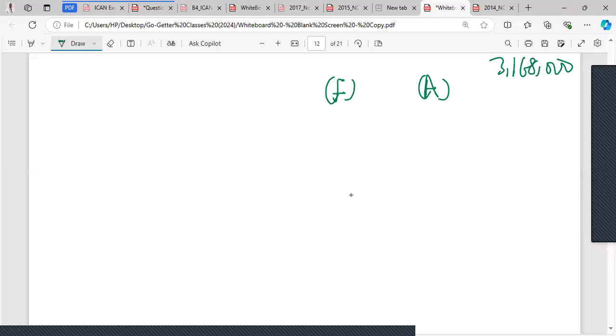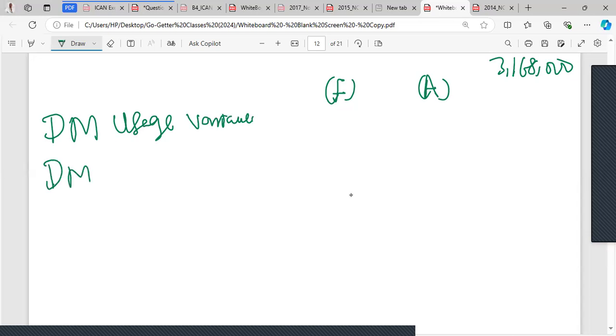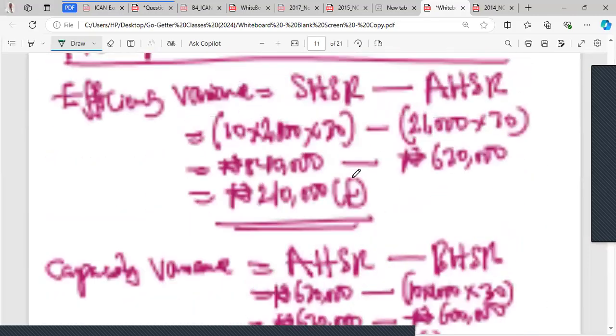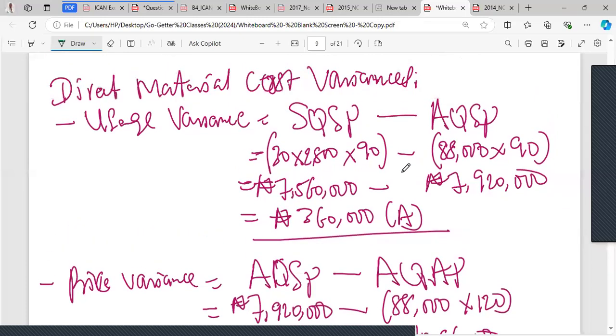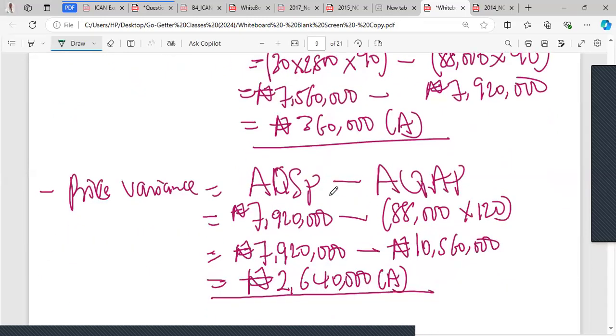So this is direct material usage variance. This is direct material price variance. Let me see if I can pick the two. Price and usage. Usage is 360 adverse, 2640. Both adverse, 360, 2640.